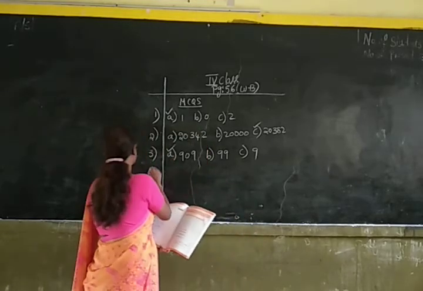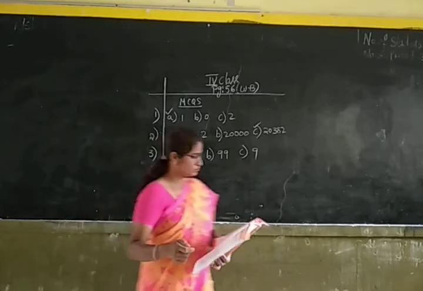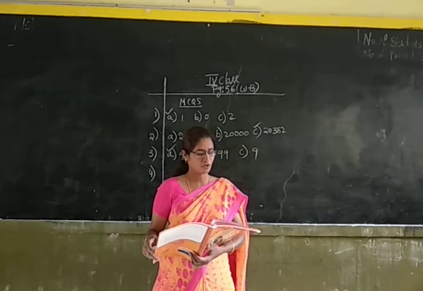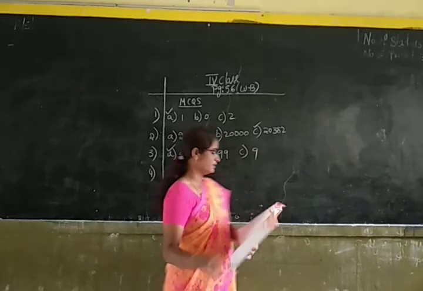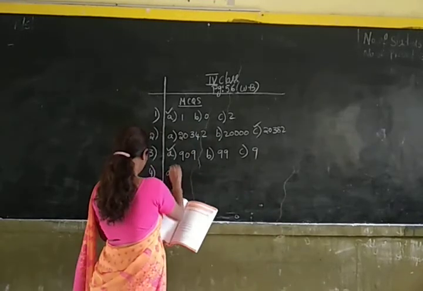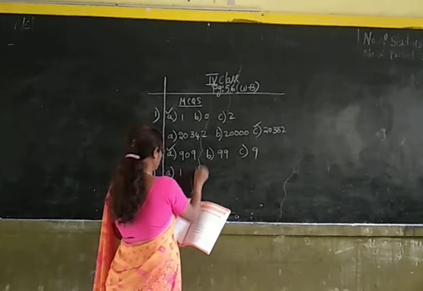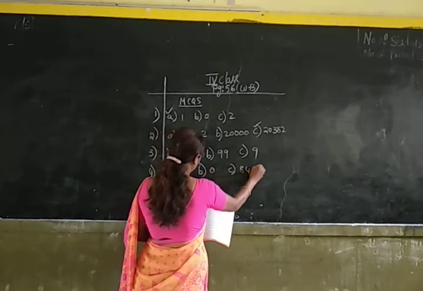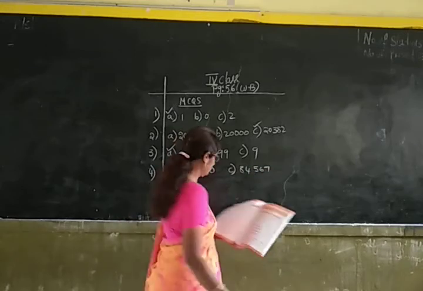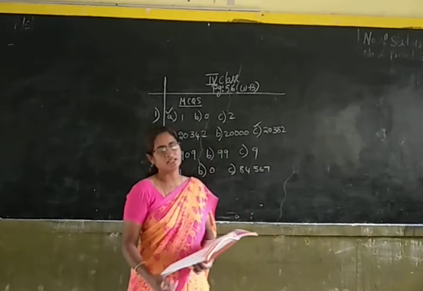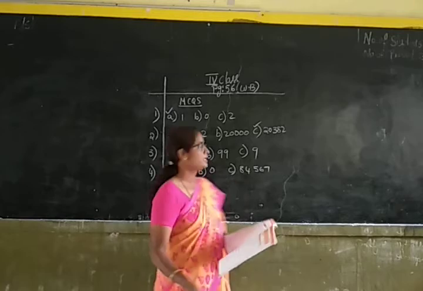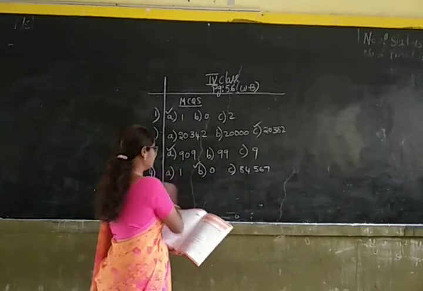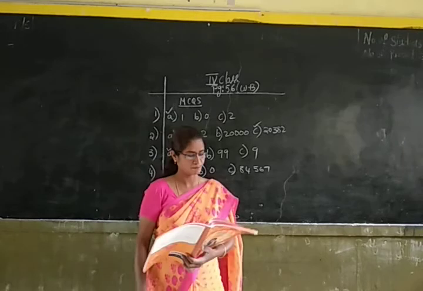Okay children. Now let us do the fourth question. 0 divided by 84,567. Here the options are A 1, B 0, C 84,567. So if you divide 0 by any number, the answer will always be 0. So all of you pick the option B. Okay children? All of you pick the option B.